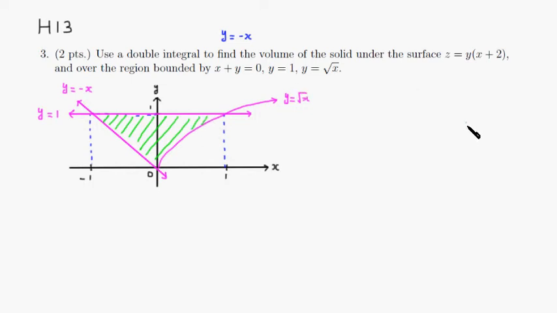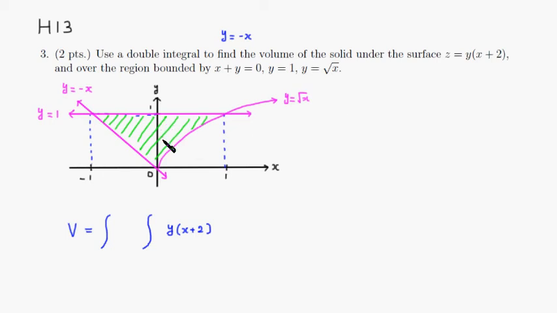All right. So what we want to do is set up the double integral. So the volume V is going to be equal to a double integral. The surface is y times quantity x plus 2, so we put that in. Then we have to decide which variable we want to integrate first. Looking at this region, if you do it this way, we have to split into two separate integrals. But if you fix y and integrate with respect to x first, you can actually do it in one shot. So let's do that.